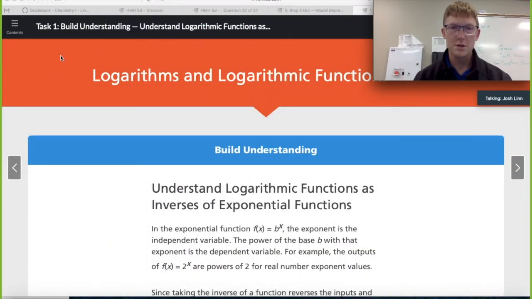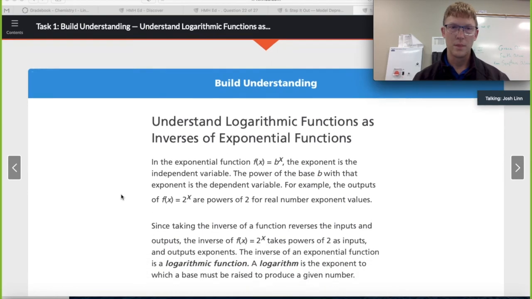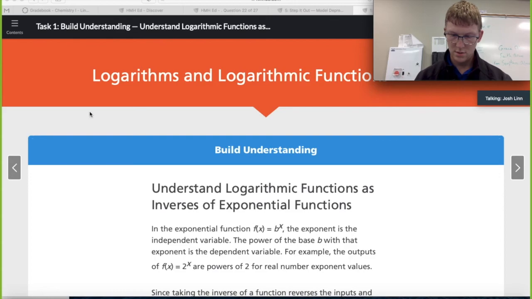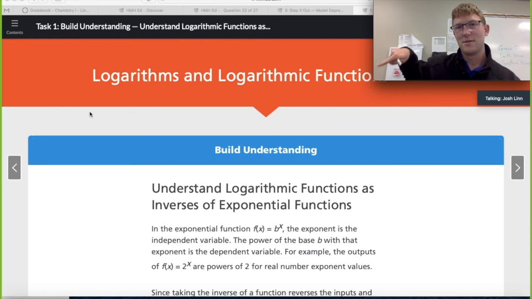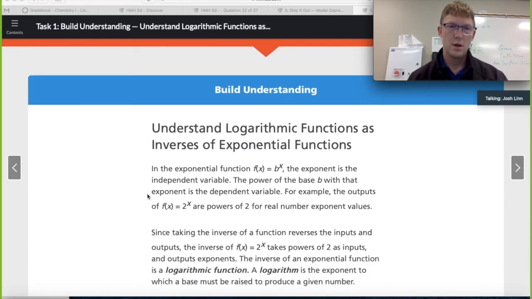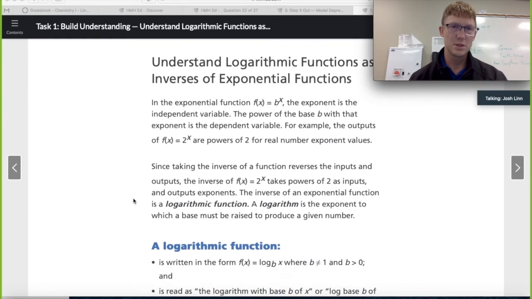In order for that altimeter to work that we just talked about, we actually need an actual mathematical algebraic way of programming it to do all that math that we want it to do. And so that is where logarithms and logarithmic functions come into play. So let's see here. Understand logarithmic functions as inverse of exponential functions.